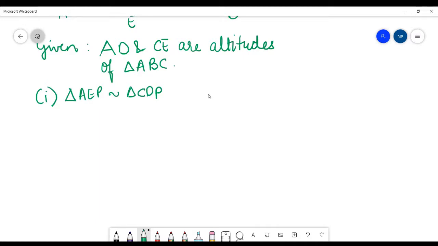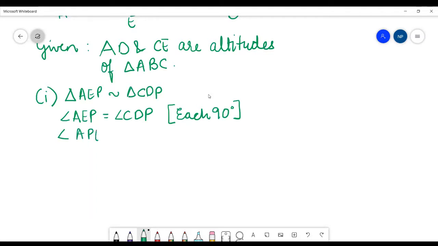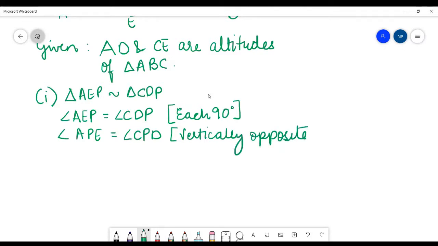Now, firstly we can say that angle AEP is equal to angle CDP. That is, each is 90 degrees. Also, we can say that angle APE is equal to angle CPD. Why are they equal? You must know by now. Vertically opposite angles.